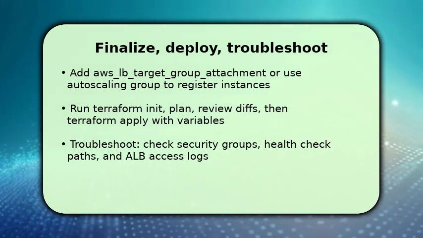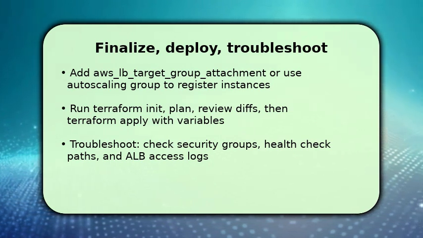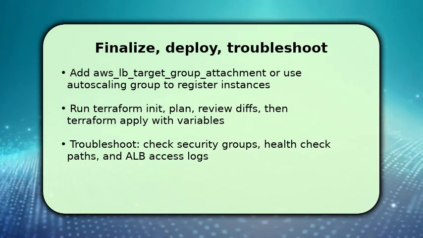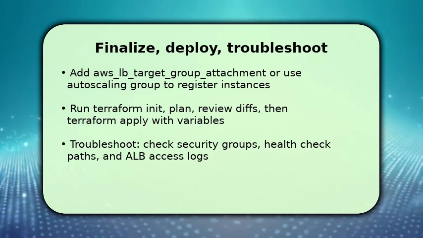If things go wrong, check security group rules and subnet routing first. Then verify health check path and port. Enable ALB access logs for detailed failures. Make adjustments and reapply until targets are healthy.